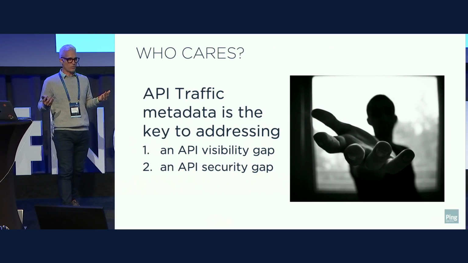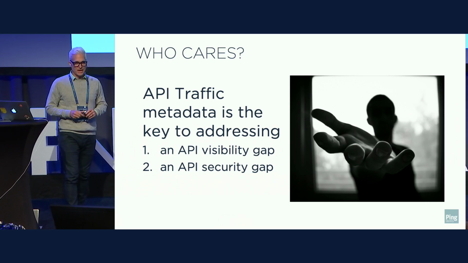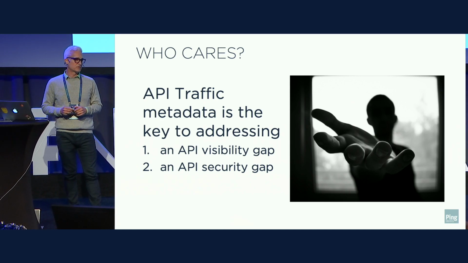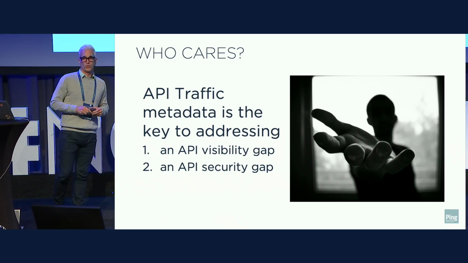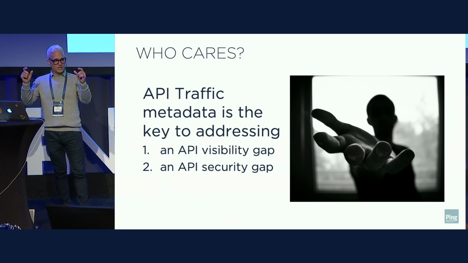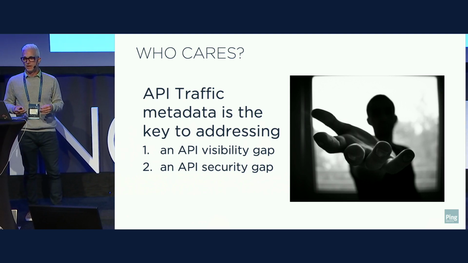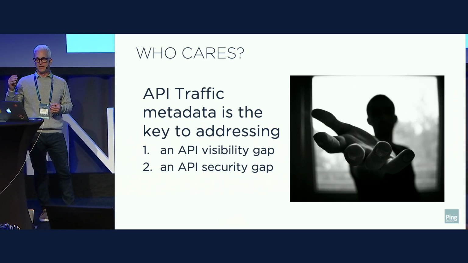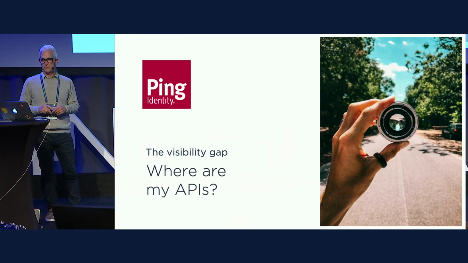Who cares? Why am I talking about this? Well, I would like to suggest that API traffic metadata is the key to addressing two problems. One is an API visibility gap, and the second is an API security gap. So in this presentation, I will go through each of these two problems. In the first half of my presentation, I will describe the problem, and in the second half, I will go back and talk about how API traffic metadata is addressing each of these problems, starting with the visibility gap.